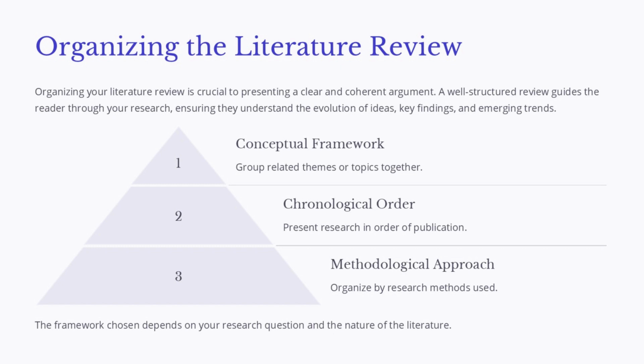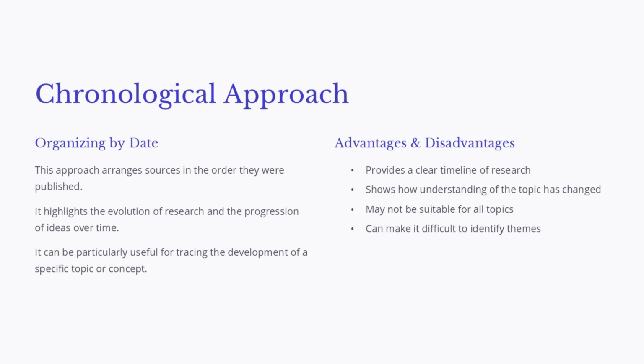The framework you choose will depend on your specific research question and the nature of the literature you're reviewing. The goal is to present a clear and coherent argument that guides the reader through your research. The chronological approach organizes sources in the order they were published, highlighting the evolution of research and progression of ideas over time. This can be particularly useful for tracing the development of a specific topic or concept. The advantages are that it provides a clear timeline of research and shows how understanding of the topic has changed.